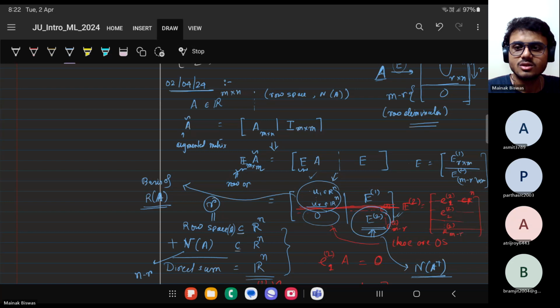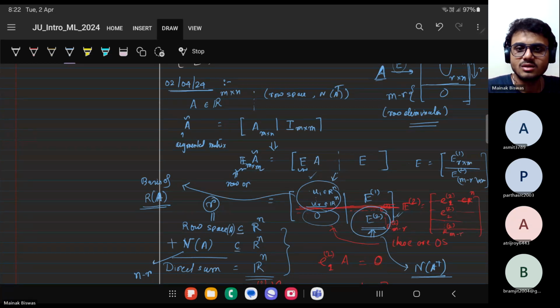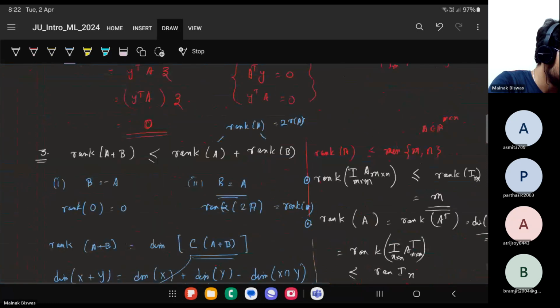So the same question which we did by using dependent and independent rows without augmenting, could you complete this? Find the null space and the column space. Can you do that? If I tell you to find column space and null space, what will you do, Oshmit?